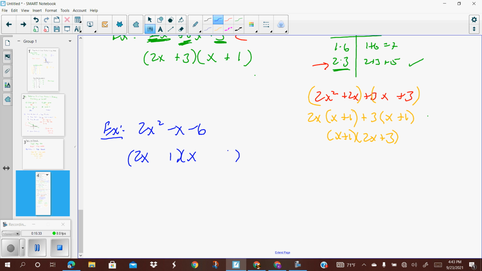I plug a 1 and 6 in there. If I do the outsides, I get 12. If I do the insides, I get 1. I can't subtract 12 and 1 and get to 1. That's not going to work. Let's try the other order.